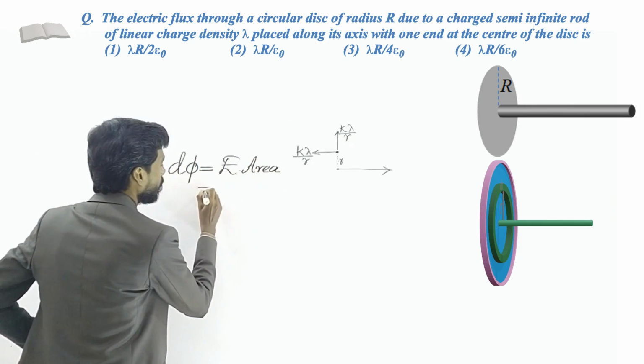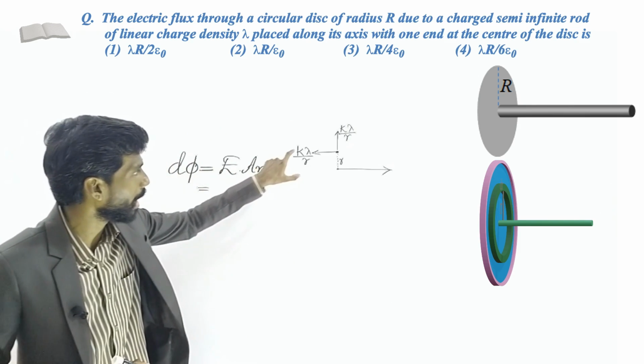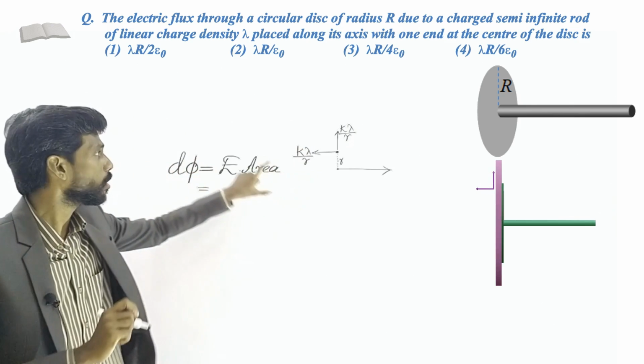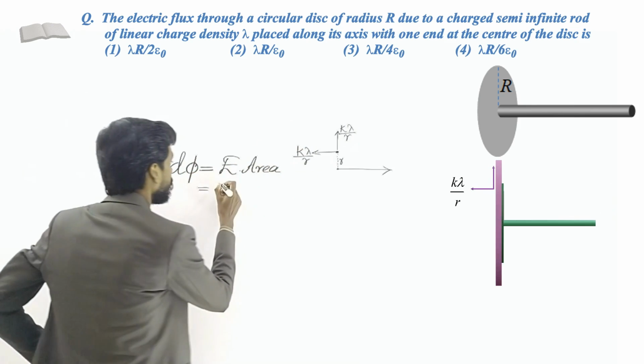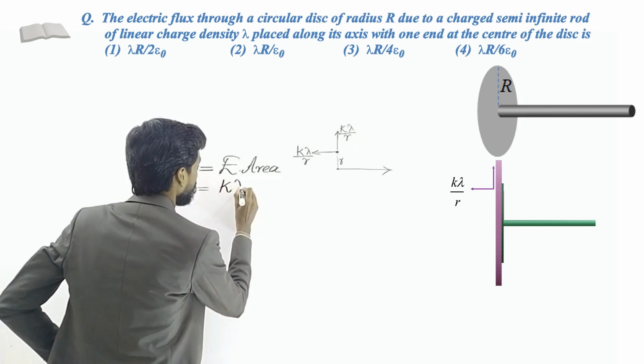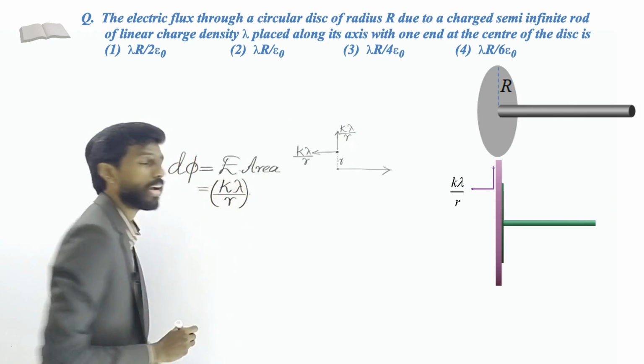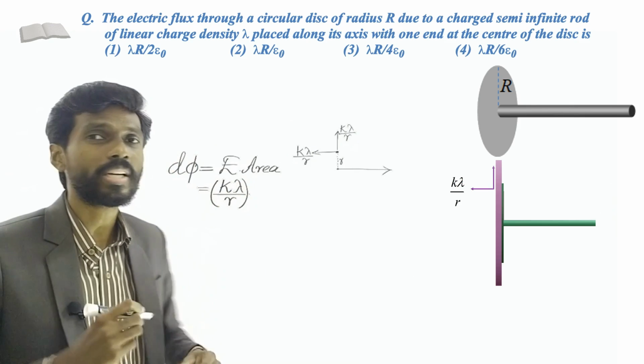So what is the electric field formula? That has the formula k lambda divided by r, because r is the radius that is fixed, the distance is fixed. So that is the electric field, k lambda divided by r. Electric field is done, multiplied by the area. So what is the area?